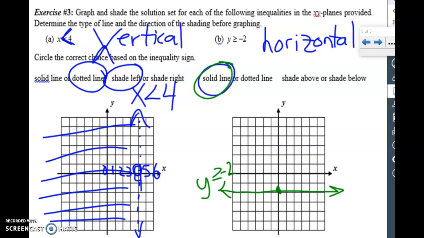Now, what side of this line are we going to shade if it's greater than? So the answers are on the line and above the line because it was shaded above. So there you have it, a lesson on graphing inequalities.